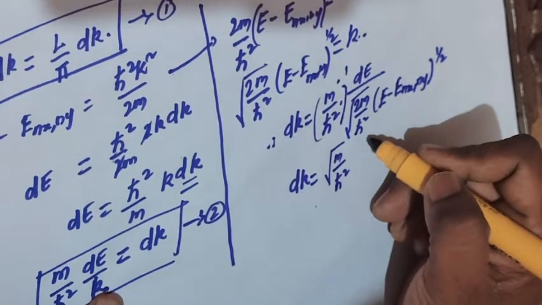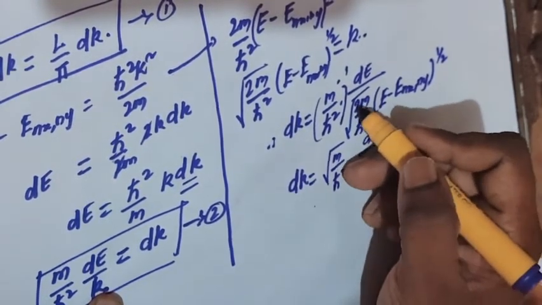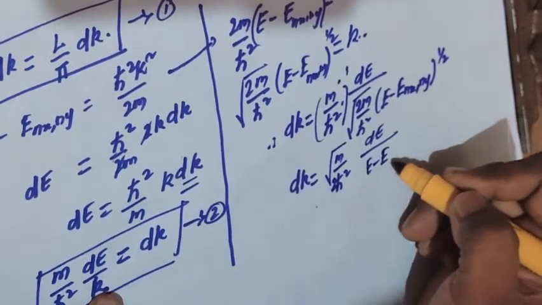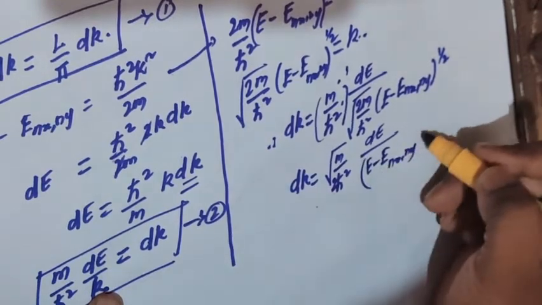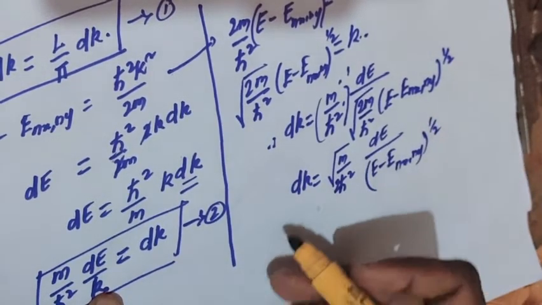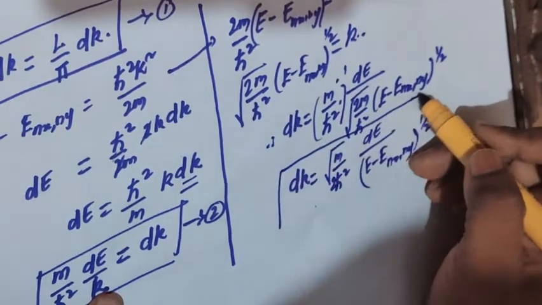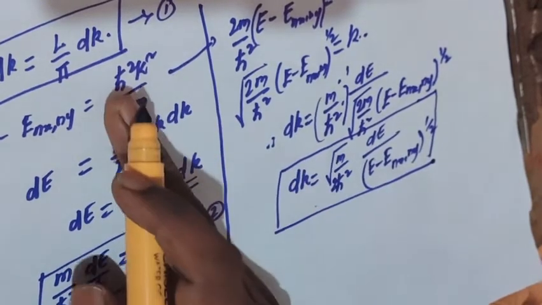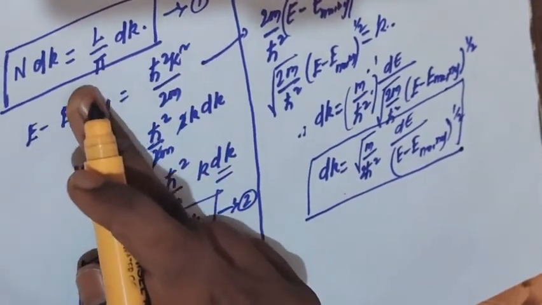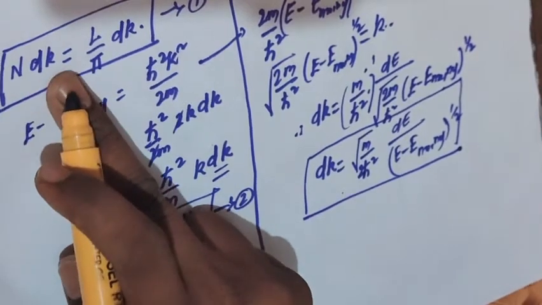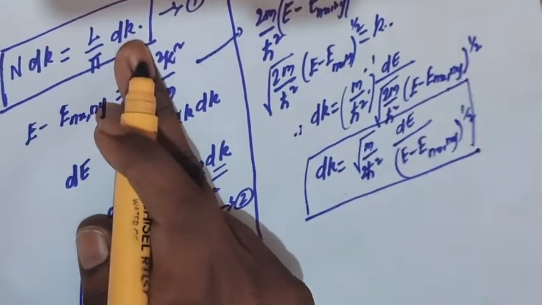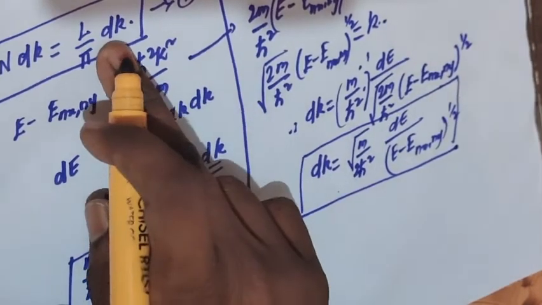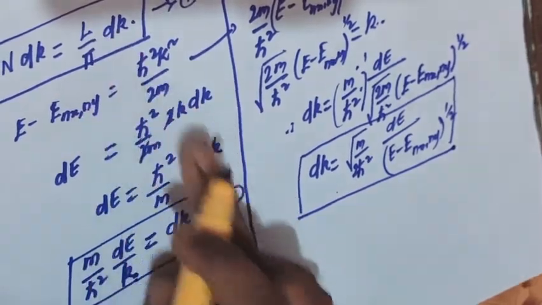So then you have dE, here in the denominator it will be 2ħ² (E − E_nx,ny) to the power of, and this is dk. Just take this dk and substitute it in equation number 1. What we have in equation number 1 is the number of allowed electrons in the de Broglie length interval, equal to L by 2π dk. So if you are substituting there, that means we are converting the momentum in terms of energy.